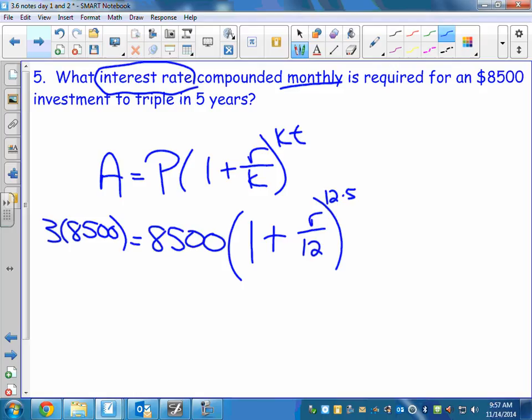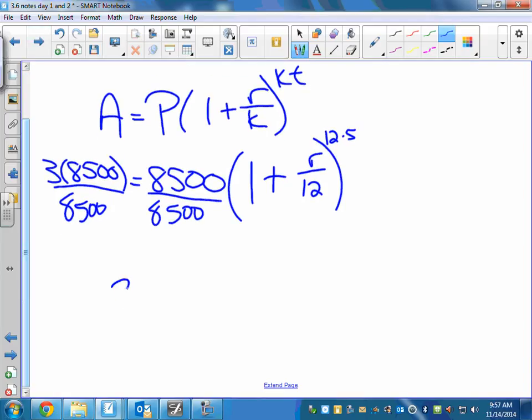Questions on where I'm getting that? Because number one, you have to know where to plug your numbers in. Then I'm just going to divide 8,500 over. And if I divide by 8,500, I'm going to get 3 equals 1 plus R over 12 to the 60th power. You want to FOIL that out 60 times? Me neither. No.